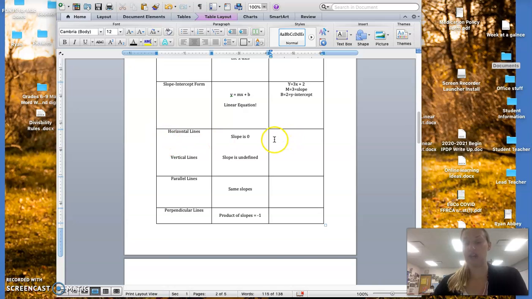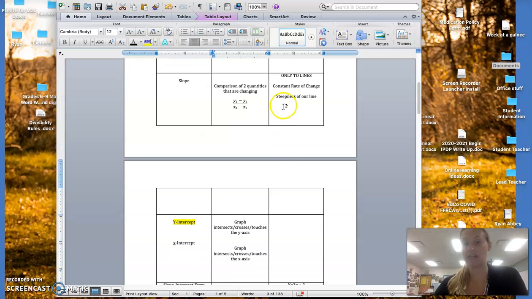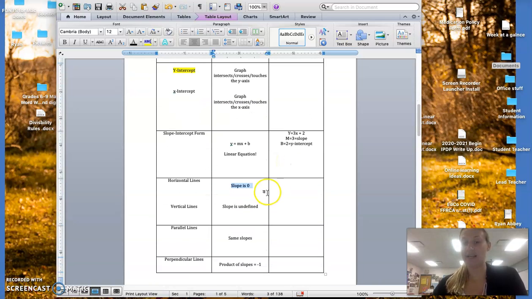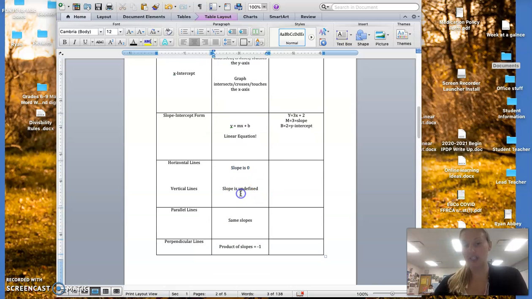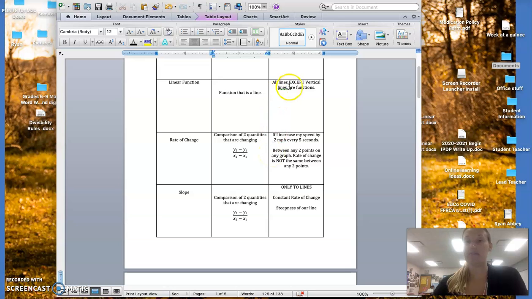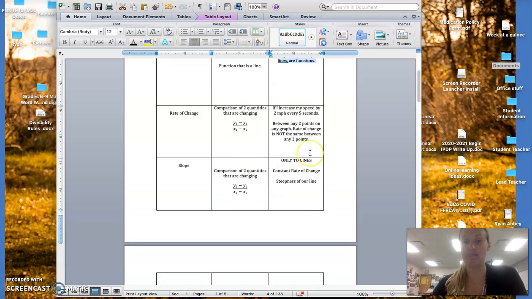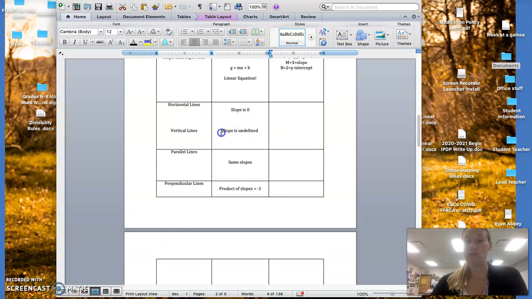Horizontal lines, okay, we know what horizontal lines are. The slope of a horizontal line is always 0. Remember I said slope is steepness? Well, if it's horizontal, it has no steepness, so its slope is 0. A vertical line, remember up here how I talked about vertical lines are not functions, because a vertical line is going to have more than one output for that one input. So we say that the slope of a vertical line is undefined. We don't say it's not there, we say it's undefined.